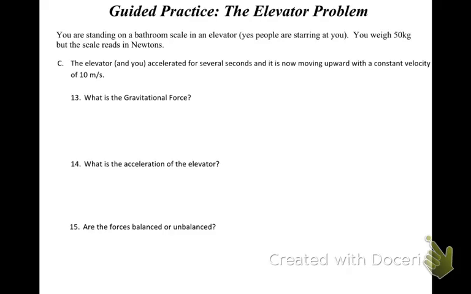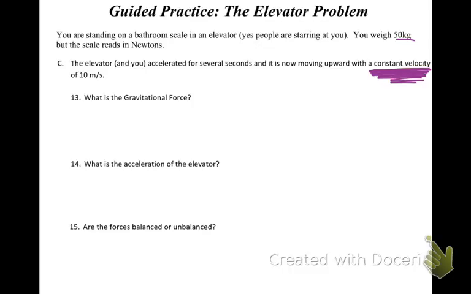Hopefully you paused the video and tried part C on your own. Now I'm going to go over the answers to part C and how to do this. So, again, you're still standing on a bathroom scale. You still have your same mass of 50 kilograms. But now the elevator and you accelerated for several seconds, and now you're moving upward at a constant velocity of 10 meters per second. Constant velocity is huge. Make sure you pay attention to that.